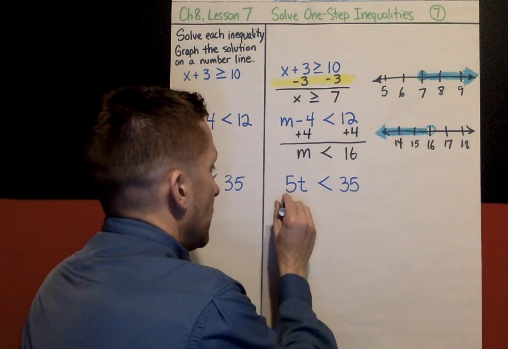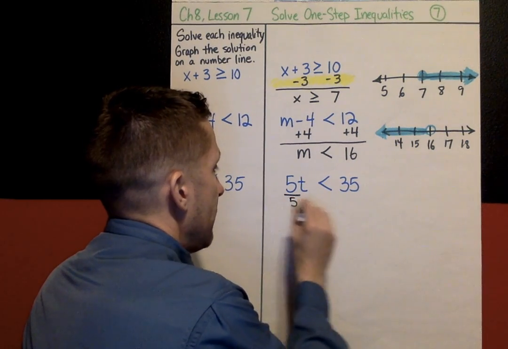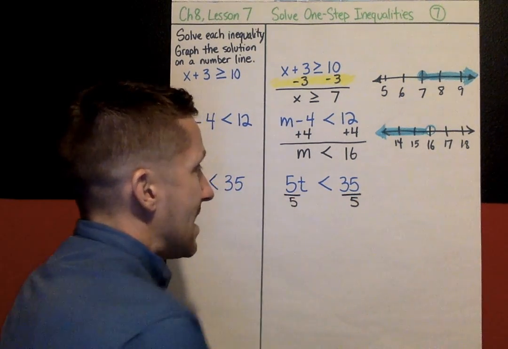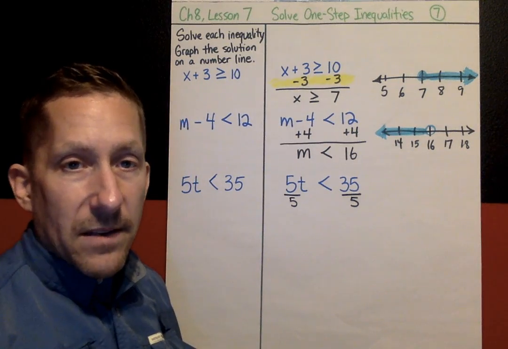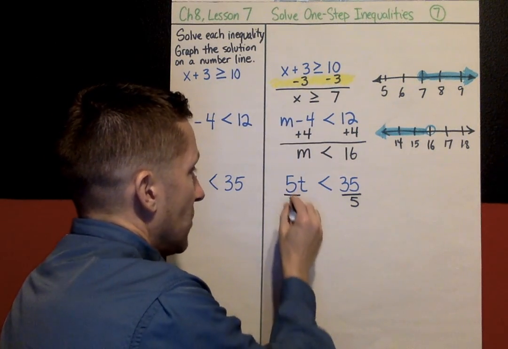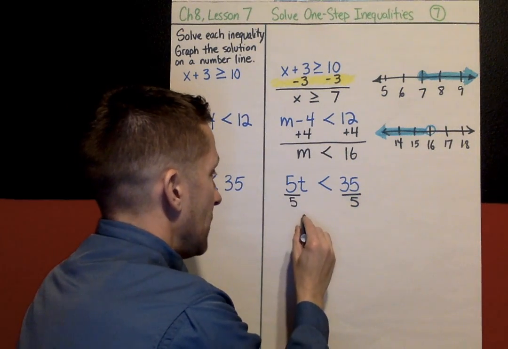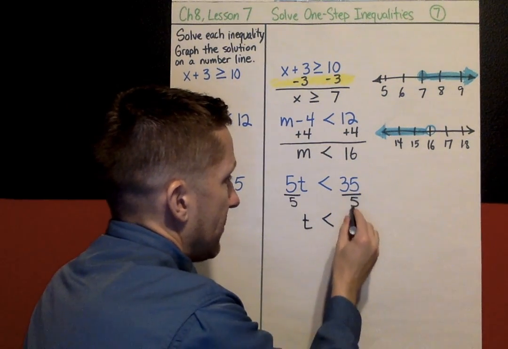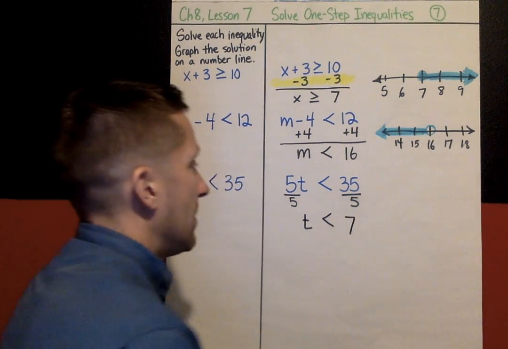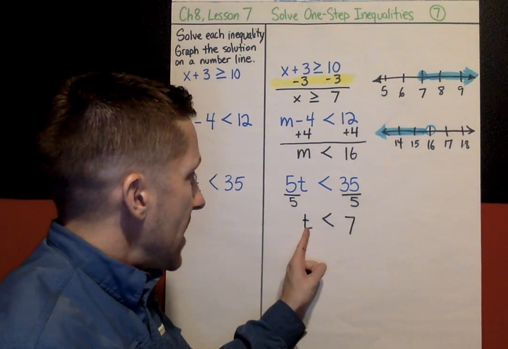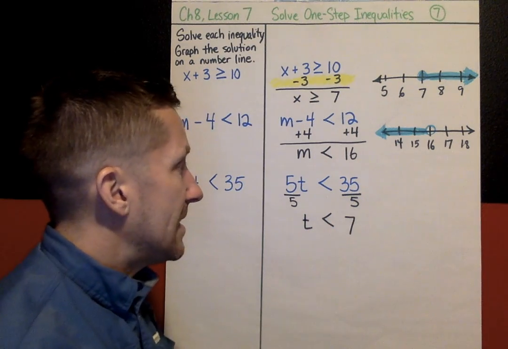So I'm going to show it like this. Divide by 5, but I've got to divide this side by 5 too. Remember, that line is a way of showing division. 5 over 5 turns into 1. 1t, which is t, is less than 35 divided by 5, which is 7. There is my answer. The answers are less than 7.